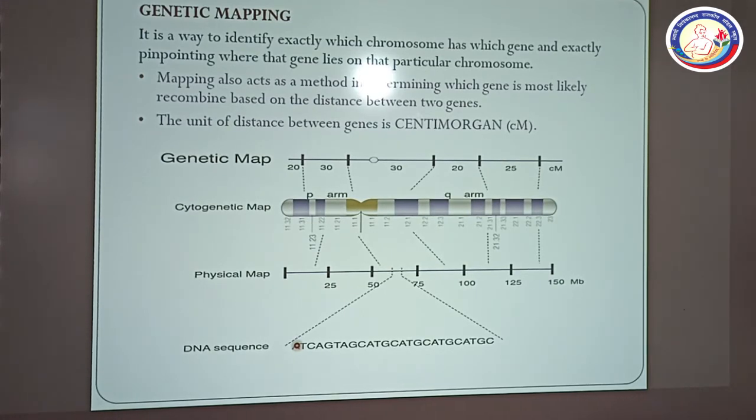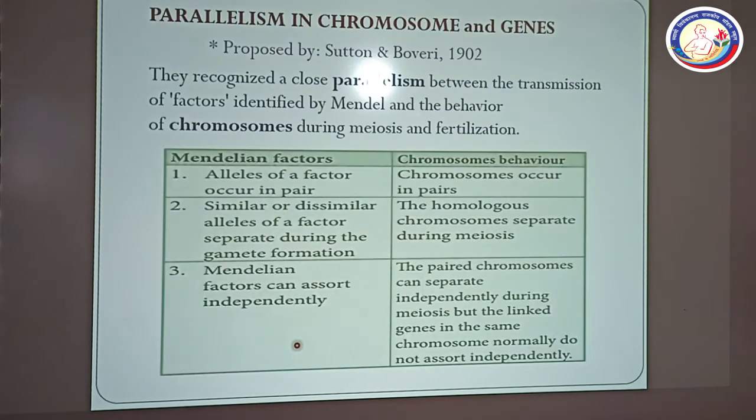Although genetic mapping is beyond your syllabus, it is part of higher classes, so you will study all these things in detail there. Now the next part of the topic is parallelism in chromosomes and genes. Both the chromosome and gene show some sort of parallelism. It was proposed by Sutton and Boveri in 1902.